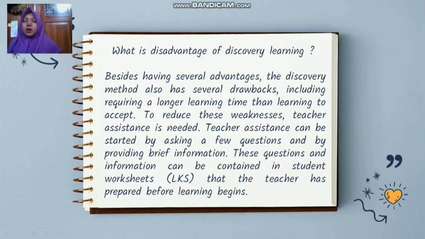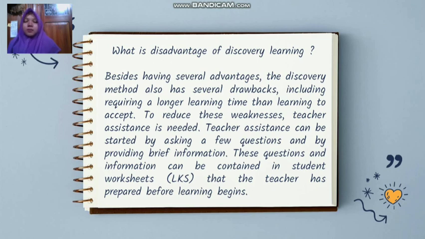Okay, and the next slide is about the disadvantages of discovery learning. Besides having several advantages, the discovery method also has several drawbacks, including requiring a longer learning time than learning by acceptance. To reduce this weakness, teacher assistance is needed.